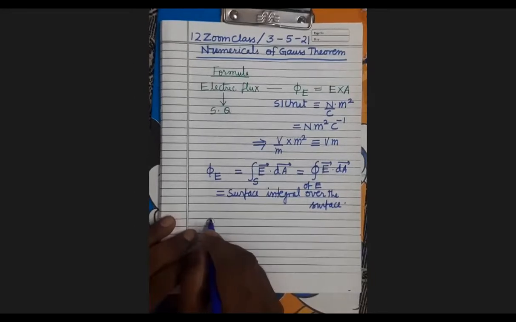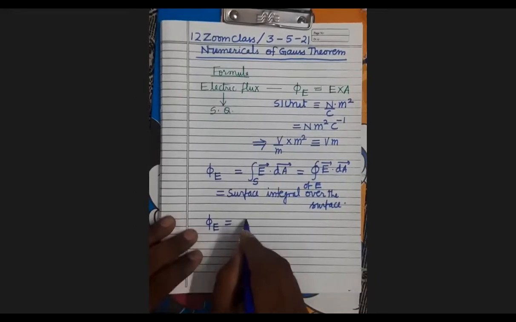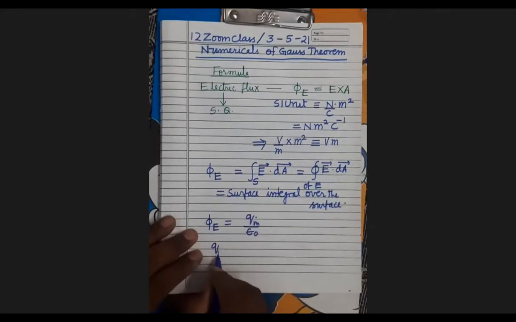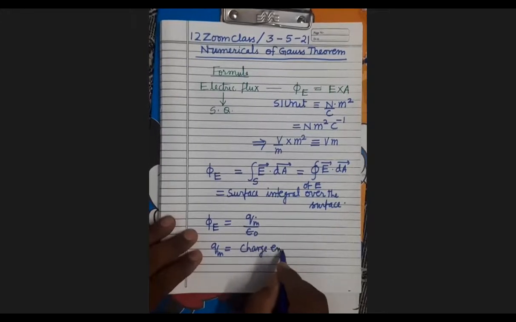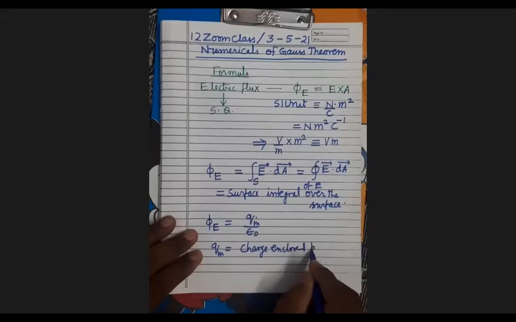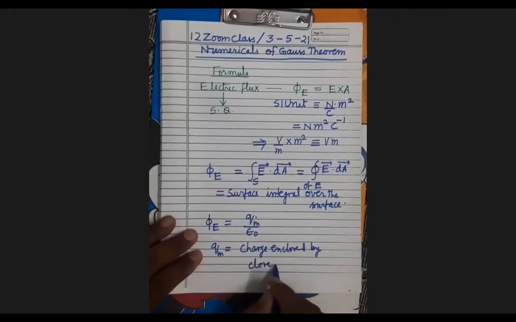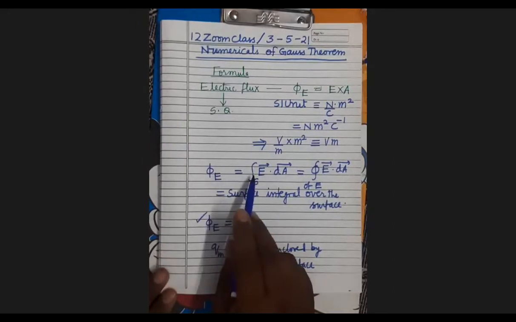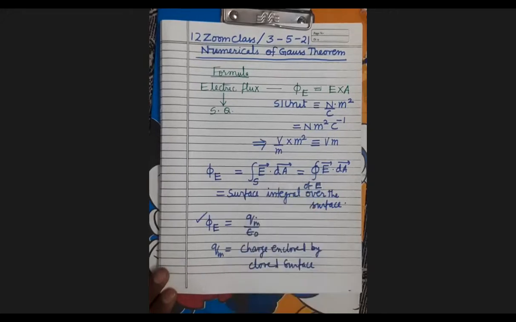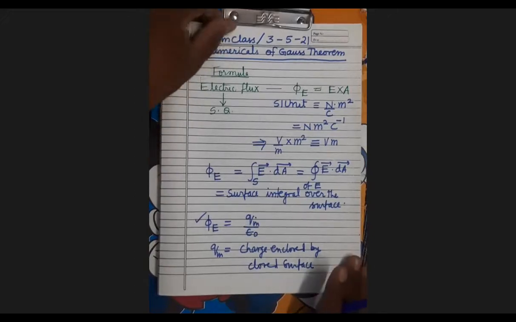Now there is another formula which is the Gauss theorem. Phi E is equal to Q in upon epsilon naught. Q in is the charge enclosed by the closed surface. This can be applied only for a closed surface, while the earlier formula can be applied whether it is an open surface or a closed surface.